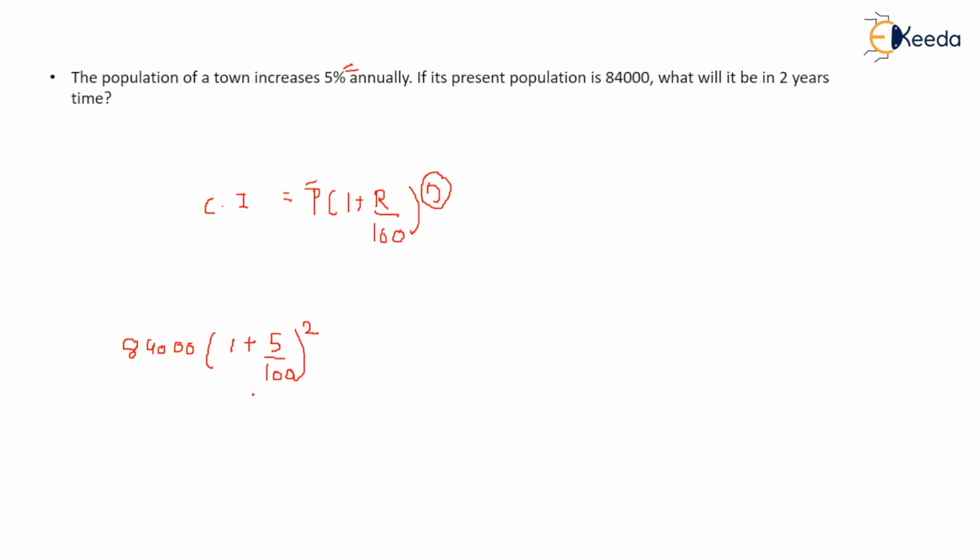You can do this. So after solving this, you will get 84,000 into 21 by 20 into 21 by 20, right? This 20 you can cancel out.